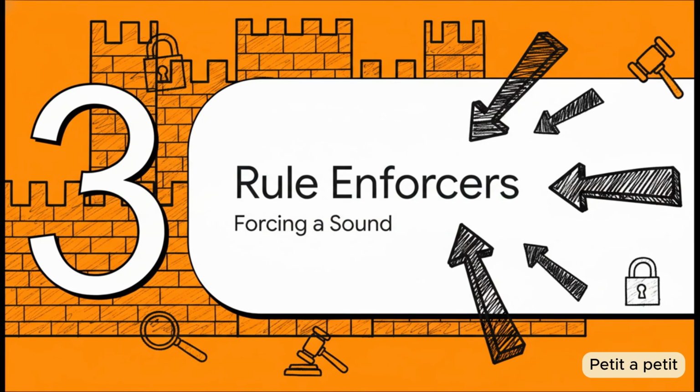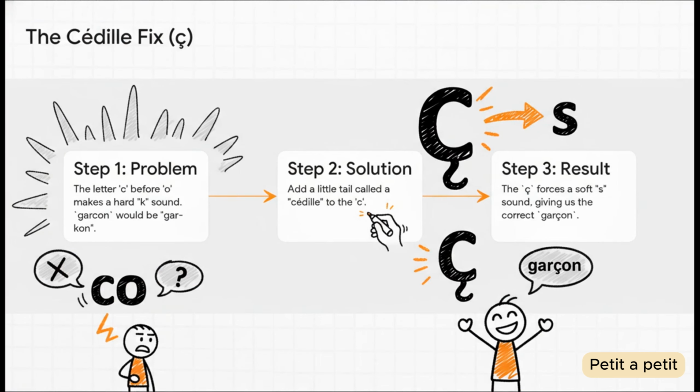Okay, next up are the accents that I like to call the rule enforcers. Their whole job is to step in when the normal pronunciation rules would mess things up. They basically barge in and say, nope, you're not going to say it that way, you're going to say it my way. So let's tell the story of the cédille. That's the little tail you see on the letter C. Here's the problem. In French, a C before an O is supposed to make a hard K sound. So the word for boy would be pronounced garkon, which is just wrong. The solution, French adds this clever little tail. And the result is that this new letter forces a soft S sound, giving us the correct pronunciation, garçon. It's such a simple and elegant fix.